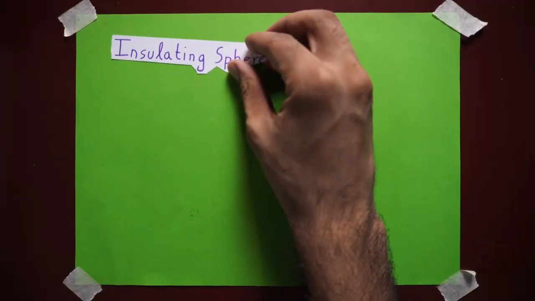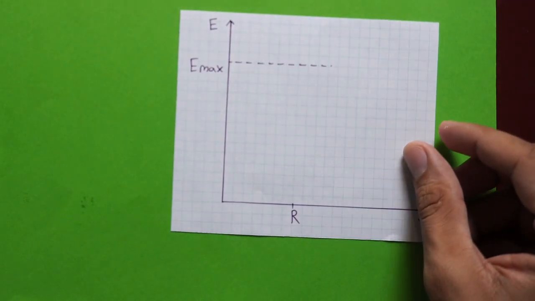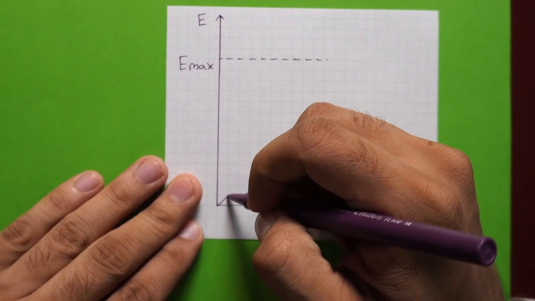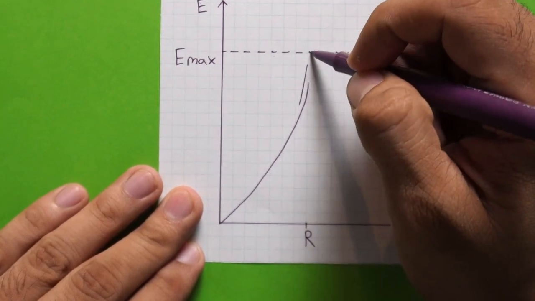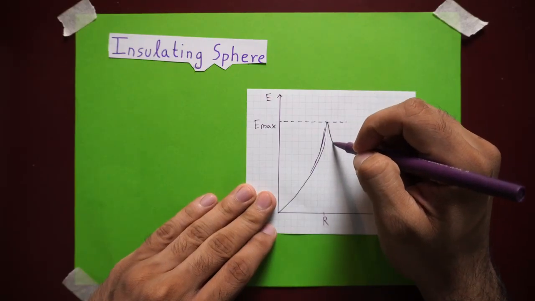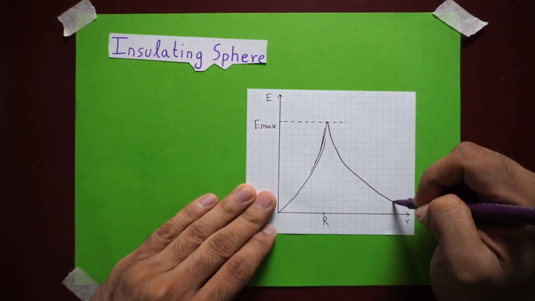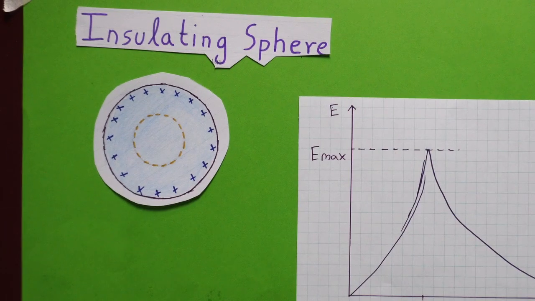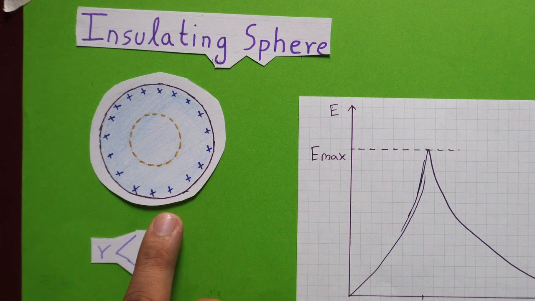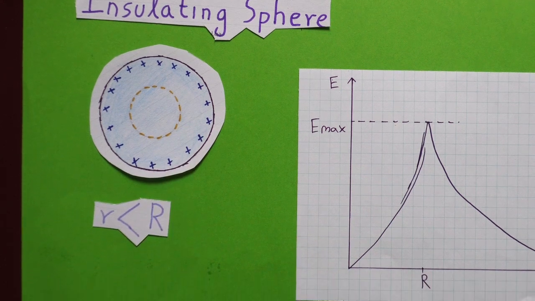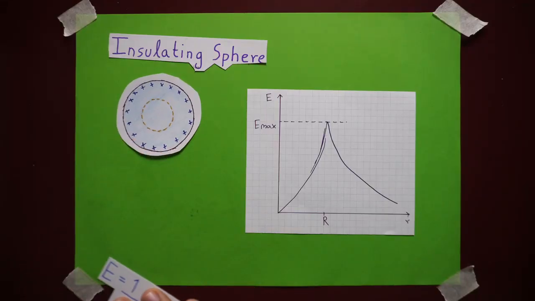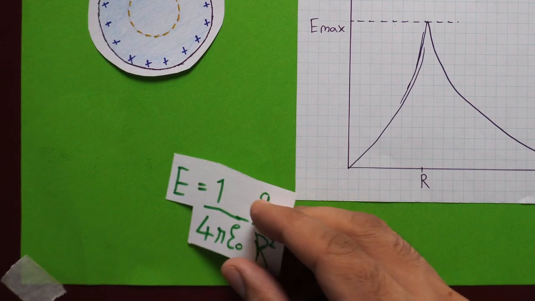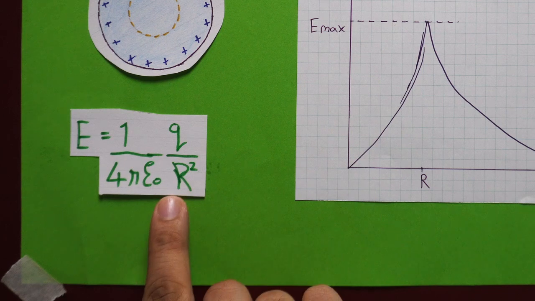But let's say you have an insulating sphere. The graph of this, the electric field starts slowly going towards the maximum value at R and then starts to decrease as you progress forward. This is because when the radius of the inner circle is less than the outer circle, the electric field is given by this equation. But outside the sphere, it is given by this equation.